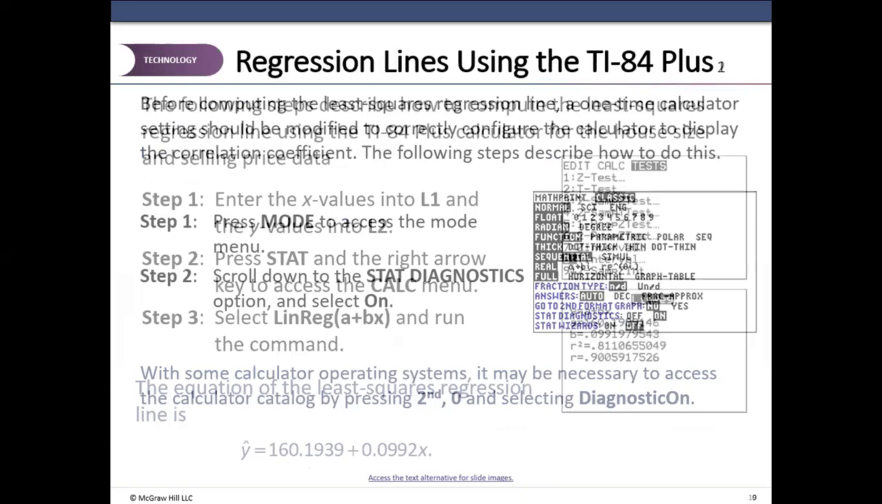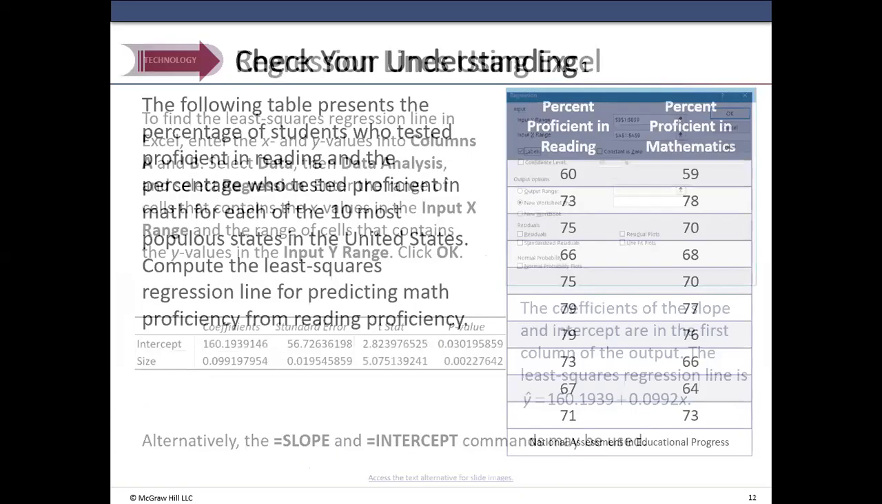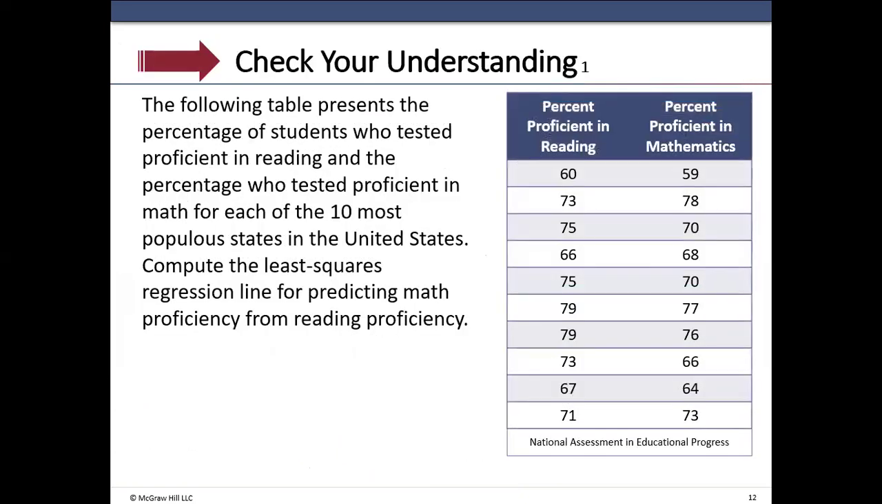And they show you how to do it by the calculator. Okay, so here is another data set. The following table presents the percentage of students who tested proficient in reading and the percentage who tested proficient in mathematics. Notice proficient in reading is the first column, proficient in mathematics is in the second column.